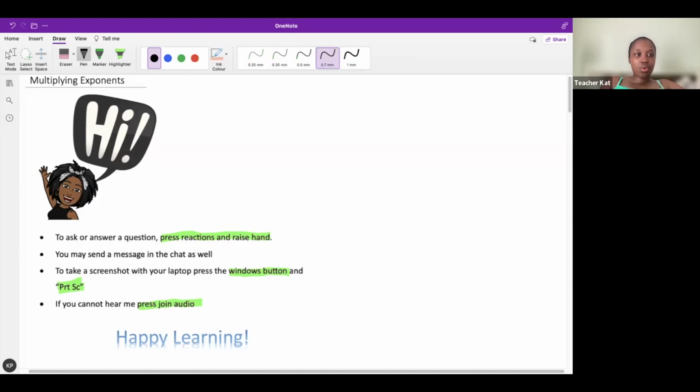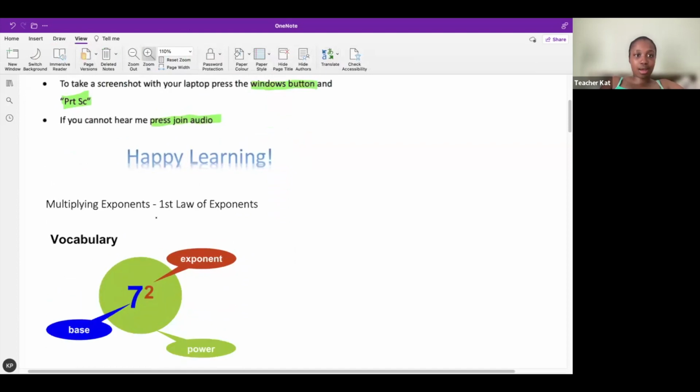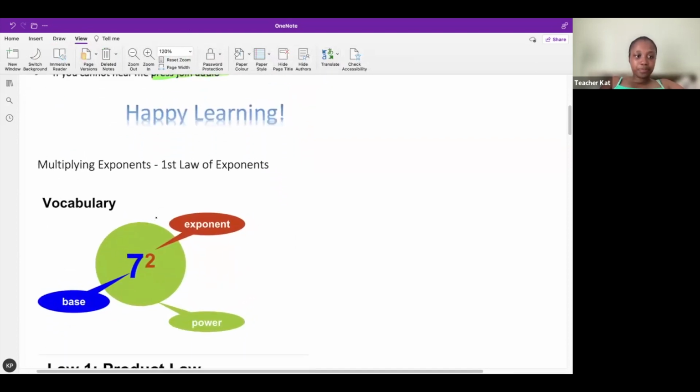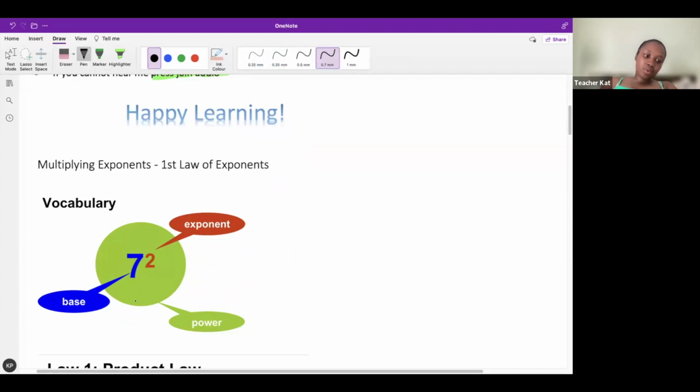Right, so let's start with exponents. And of course, we have to start with some vocab. Okay, vocabulary. So we're going to start with what everything is called. The whole expression is called a power. Okay, the whole 7 to the power of 2 we call a power. The 7 would be our base, and that is the big number that we have here at the bottom. And my 2 at the top, which is my small number, would be called an exponent.